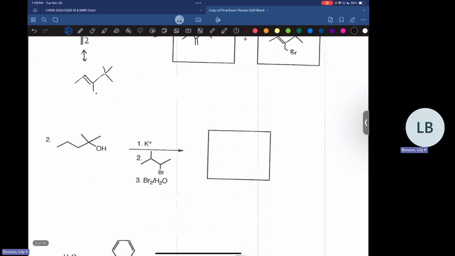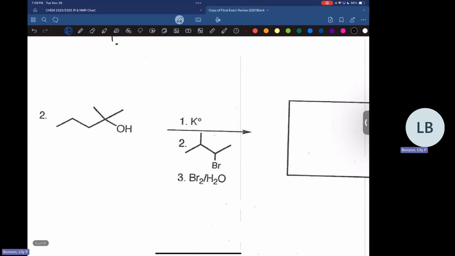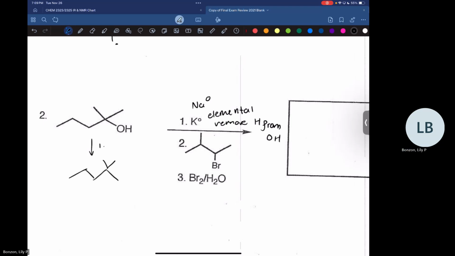So number 2, we have an alcohol, and then we have elemental. Anytime you see that like O superscript, that's going to be elemental, in this case, potassium. So whenever we have elemental potassium, or you could see sodium, so the first group metals, this is going to remove the OH, or sorry, it's going to remove the H from the OH. So all we're going to do for reaction 1 is we're going to form an O-.